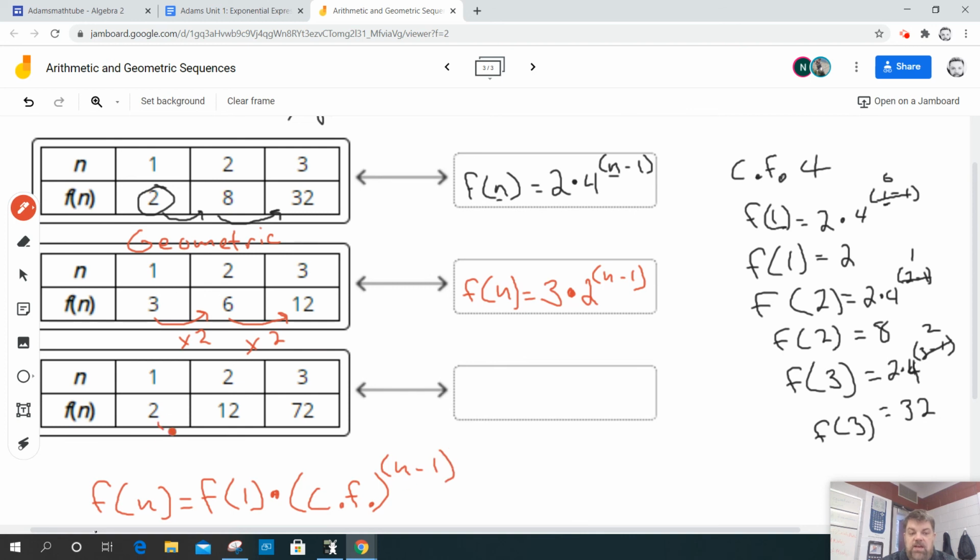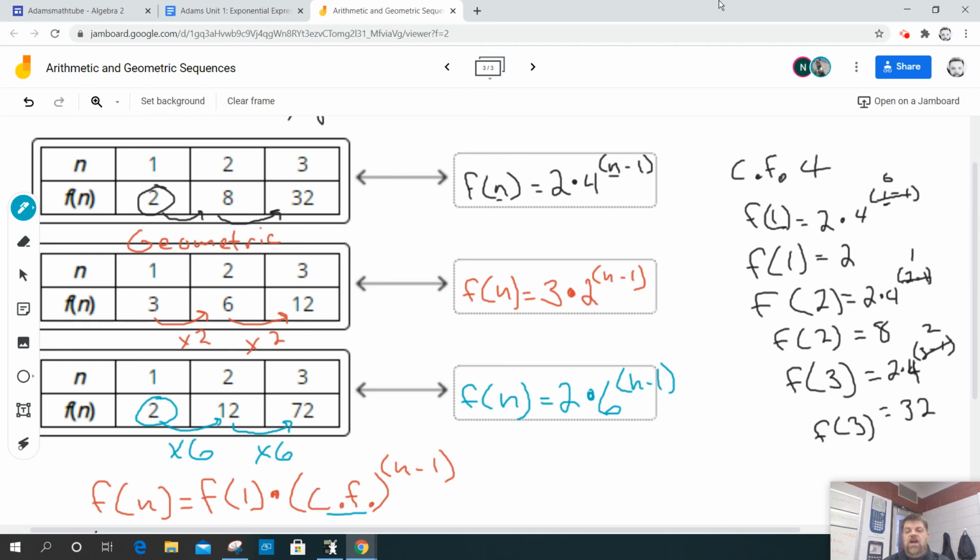Okay. Now, on this next one, I'm going to multiply. Well, let me change the color. On this next one, I'm going to multiply 2 by 6. This is times 6 to get 12, and 12 times 6 again is 72. So by that same logic, my explicit notation is going to be f of 1, which is really just this first term, which is 2, times the common factor, right, which is going to be 6, raised to the n minus 1, and that's it. That's all you do for the common factors.